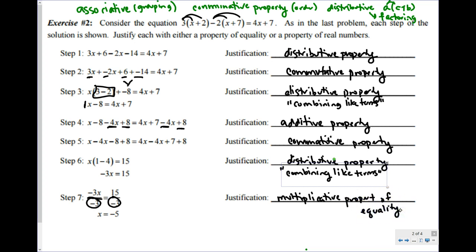So again, the hardest part is seeing what's different between each step. Okay? Remember, you have to memorize these properties, so that's why I give you vocab cards on a ring, so you can quiz yourself and memorize all of these properties.